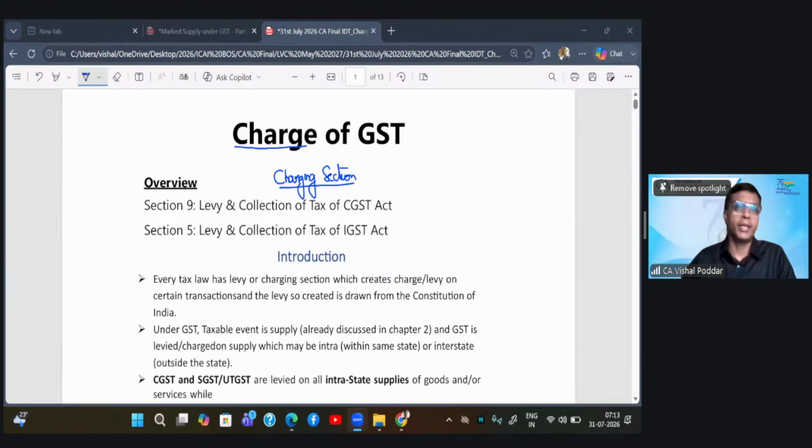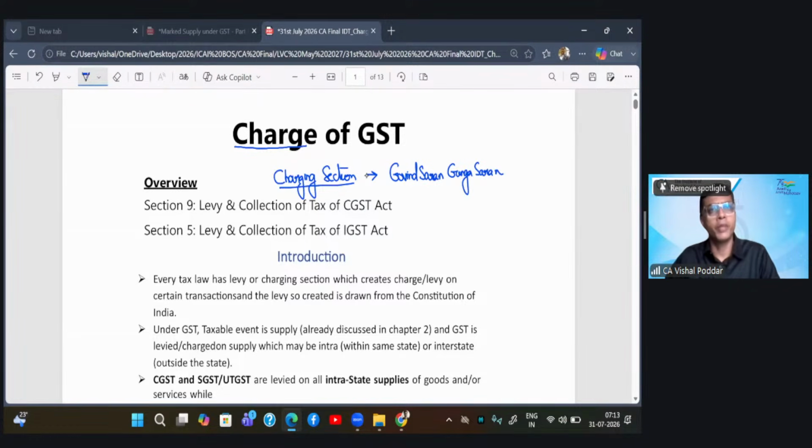Now, on similar lines, I would like to start with an important judgment for the charging section, which is Govind Saran Ganga Saran. Now, this is a very old judgment of the VAT law. That is, this is much, much prior to the GST law. But it made out a very important principle for charging.